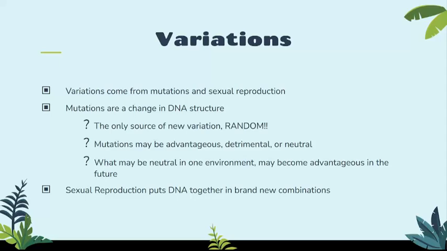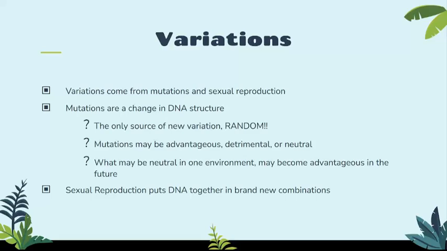So if you don't sexually reproduce and you don't have a mutation, you're not going to be able to get this variation. Or if you only have mutation but you don't sexually reproduce, you're not going to be able to pass this variation on. And if you only sexually reproduce but you don't have any mutations, then you're just sexually reproducing. How does mutation work exactly?